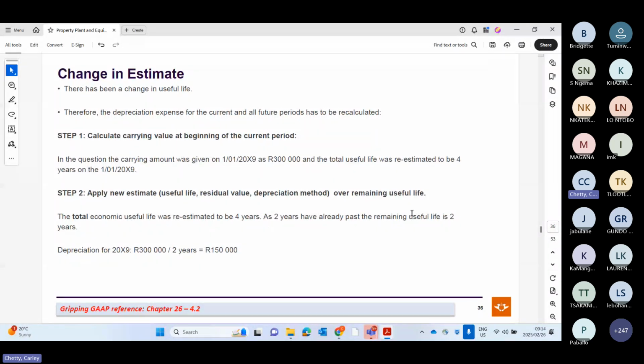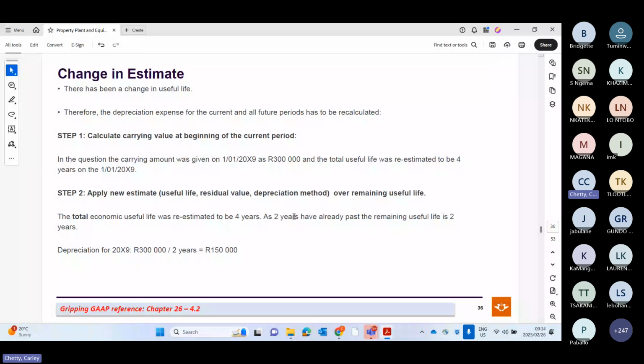Okay, so when we got that re-estimate of 4 years, this was based on the total economic useful life. But we need to ask ourselves, how many years was the asset used and depreciated for? It was already depreciated for 2 years. So we take the total economic useful life minus the depreciation already processed to determine the remaining useful life. So our goal is to determine the remaining useful life, which is 2 years.